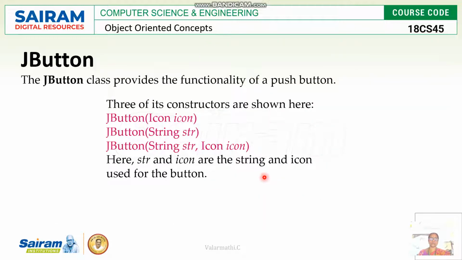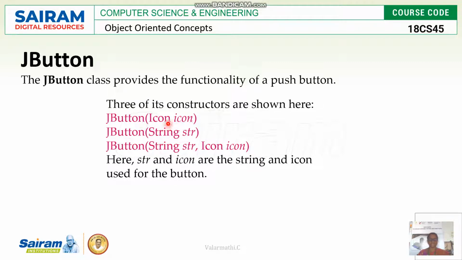We will see one type of button in this video. The very first button is called JButton. It provides the functionality of a push button. These are the 3 different types of constructors available in JButton. It may take an icon image as a button, or it may have a string, for example, click here or submit.